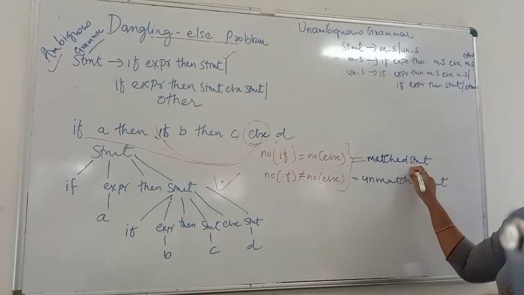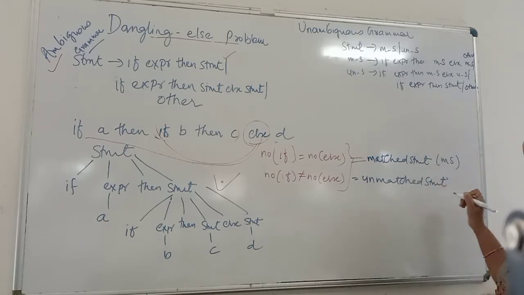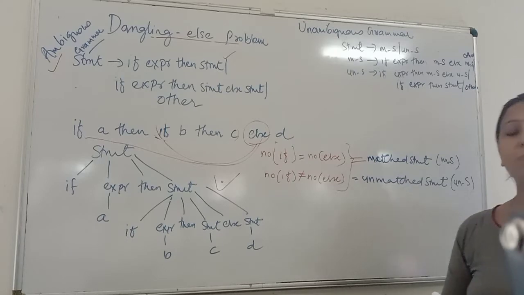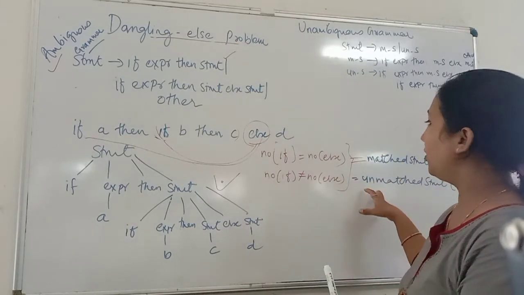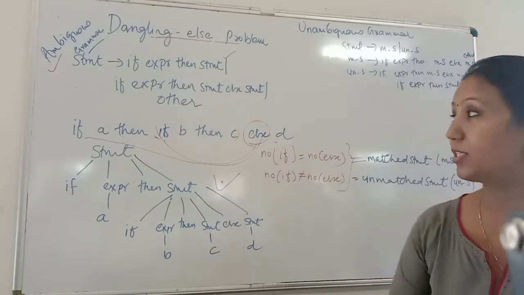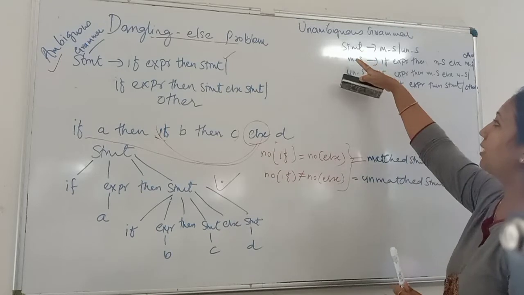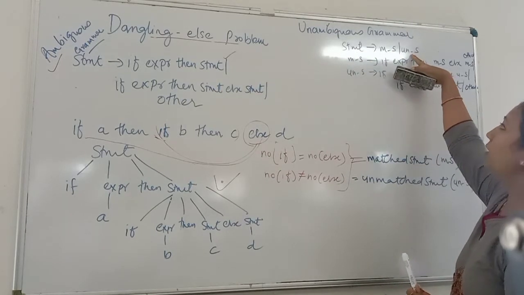Okay, so for match statement, in short we'll write MS, and for unmatched statement we'll write unmatched underscore S. So the statement can either be a match statement or unmatched statement. By considering these two, we can write the unambiguous grammar. So over here, let's see the equivalent unambiguous grammar. Statement can either be a match statement or unmatched statement.